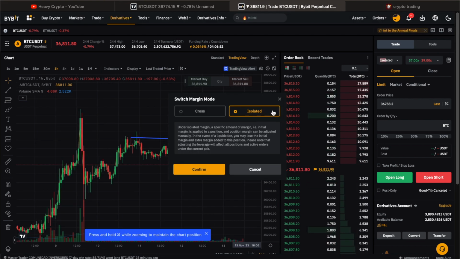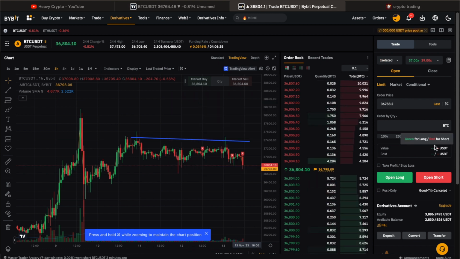But if you use isolated, Bybit is going to provide you an option whereby you have to select the amount that you want to use. So for example, if you want to use approximately 50% of your capital, you're going to have to go with isolated. I trade with the isolated option because it allows me to only use specific amounts of money that I have in my wallet. So let's go to isolated right there.